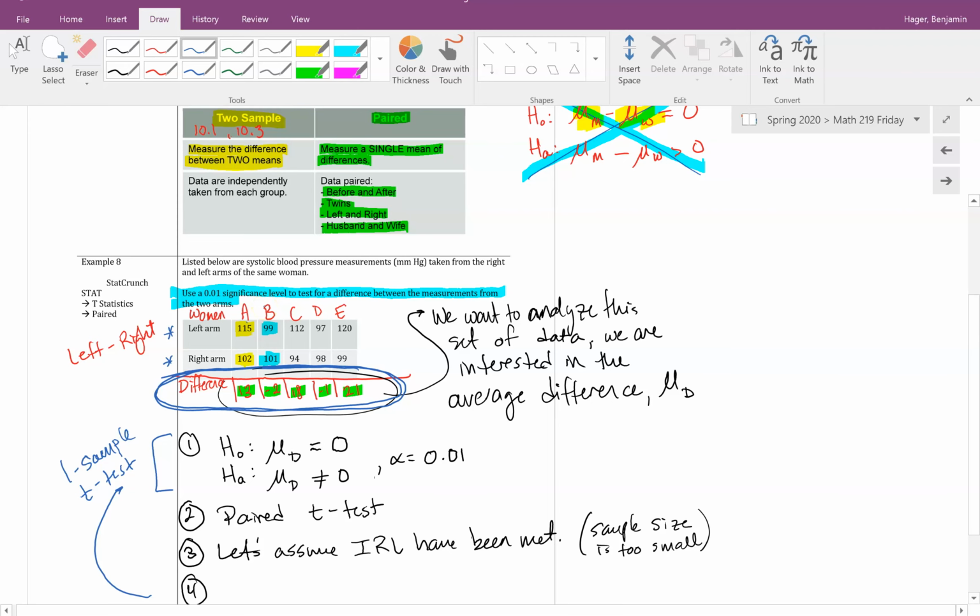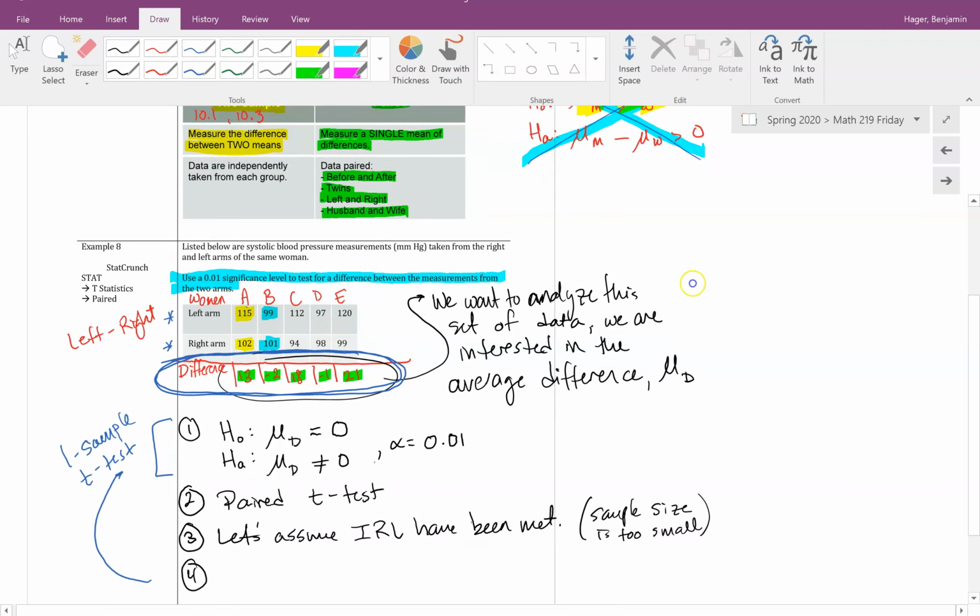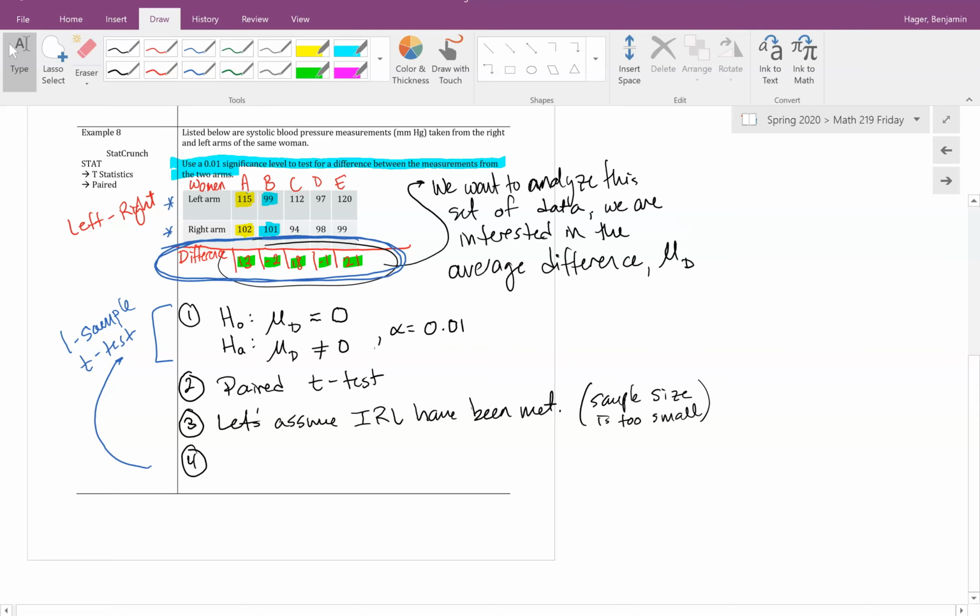So when you're just trying to compare the difference of this paired data, you're doing a one sample t-test, all right? T because it's one sample because I'm dealing with a mean, right? And then t-test because I don't know the population standard deviation here. I'm going to have to rely on my sample standard deviation.